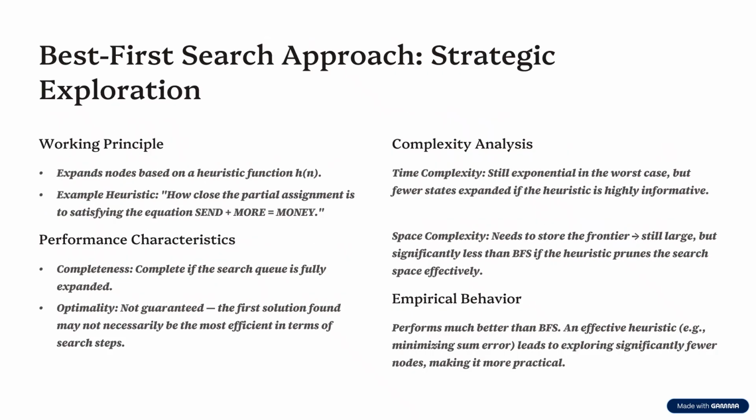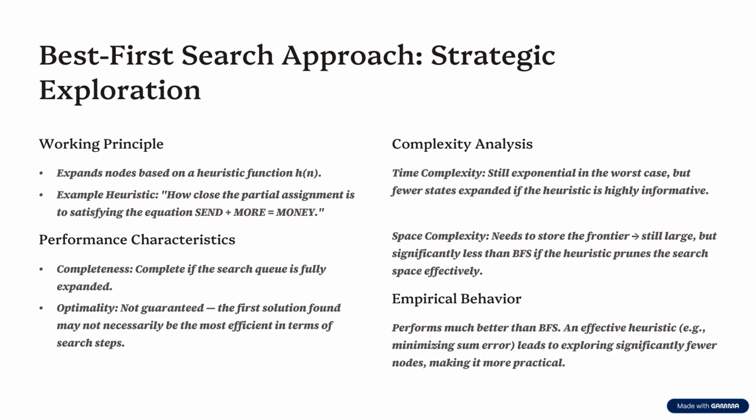This was such an approach. Now, as I've already explained, the working principle expands nodes based on a heuristic function. For example, a heuristic of how close the partial assignment is to satisfying the equation SEND plus MORE equals MONEY. Now, let's see the performance characteristics. Let's see the completeness. It is complete if the search queue is fully expanded. Optimality, it's not guaranteed. The first solution found may not necessarily be the most efficient in terms of search steps.